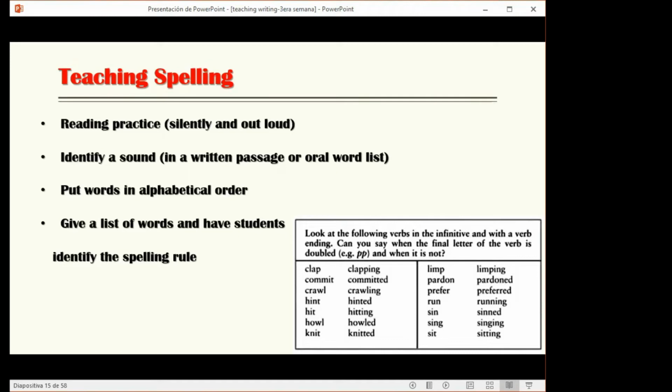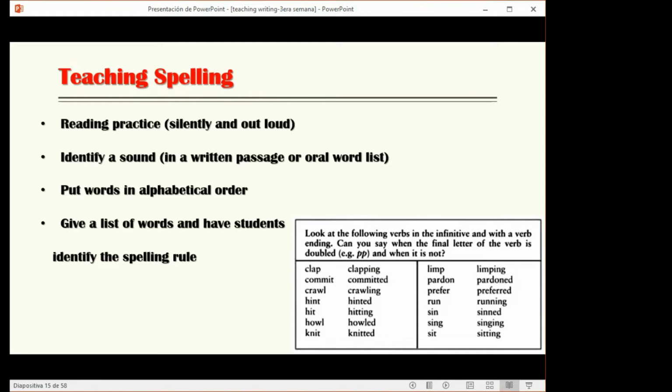So this is a very common spelling rule, no? When you add the ing or the ed, there are some spelling rules that you need to follow, no? And one of these is when you double the final letter. So they need to identify, no? You give a list of words and they need to identify the spelling rule.